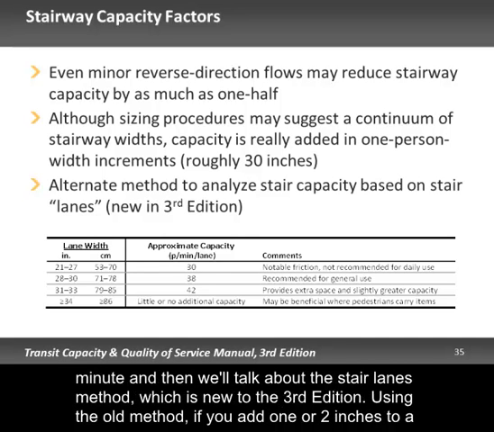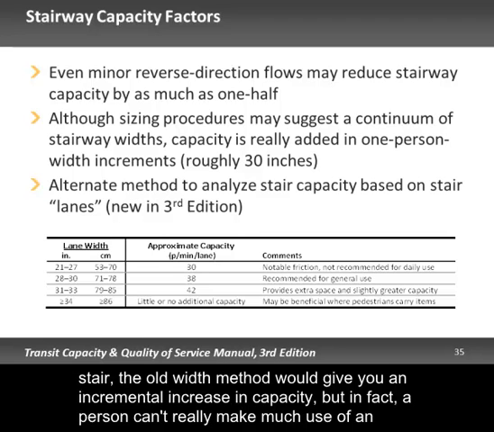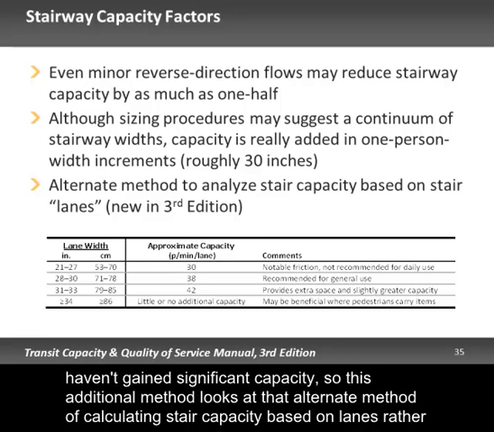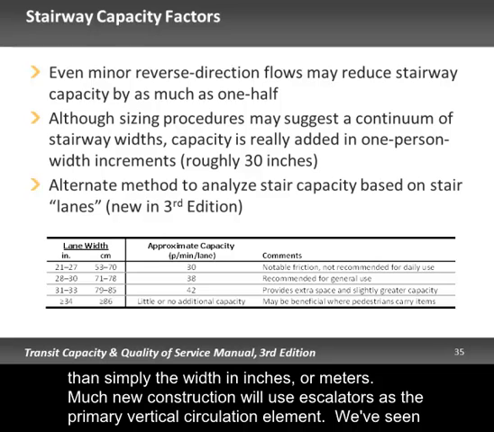We'll come back in a minute and talk about the stair lanes method, which is new to the third edition. Using the old width method, if you add 1 or 2 inches to a stair, it would give you an incremental increase in capacity, but in fact, a person can't really make much use of an additional 2 or 3 inches until you're adding at least 24 inches and closer to 28 to 30 inches for full effect. You really haven't gained significant capacity. So this additional method looks at an alternate way of calculating stair capacity based on lanes rather than simply the width in inches or meters.